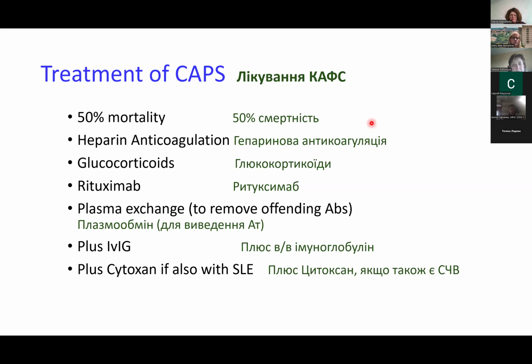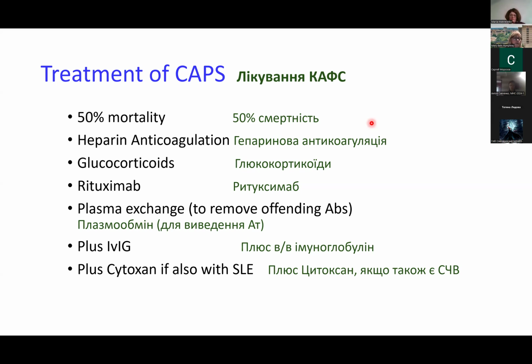We use heparin anticoagulation, intravenous heparin anticoagulation. We will use glucocorticoids to decrease the inflammation that may be going on. We use plasma exchange to remove the offending antibodies.